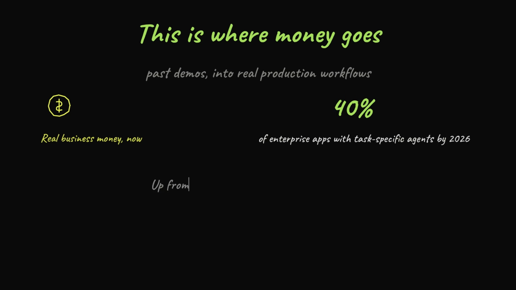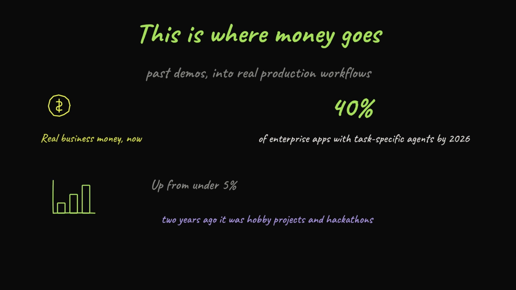Surveys from major research firms this year keep landing on a similar number. Somewhere close to half of enterprise software is expected to have task-specific agents built right into it before too long. That's a massive jump from just a couple years ago when this was mostly hobby projects and hackathons.